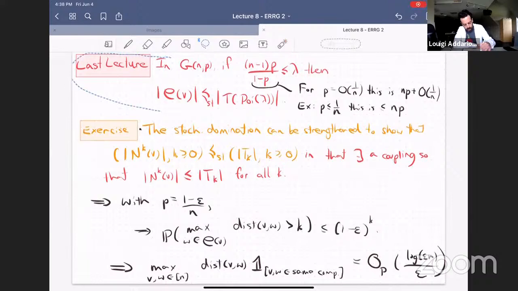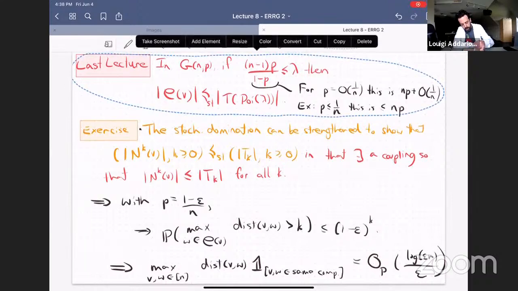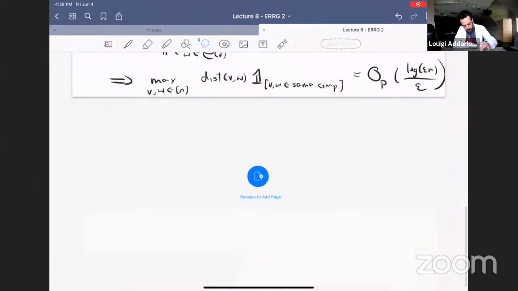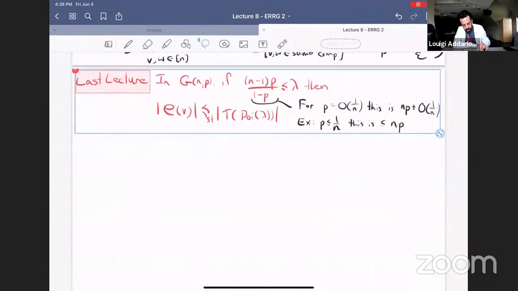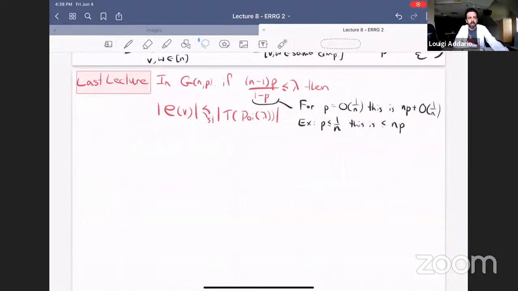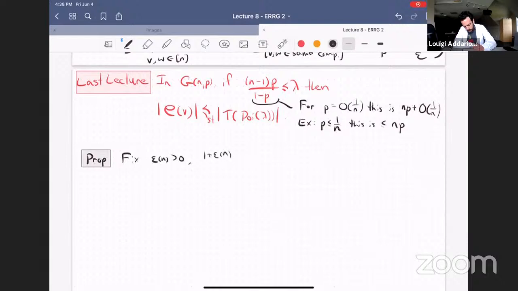This is the fact I want to now use to prove upper bounds on component sizes. So let me bring it down to the next page and continue on from there. The proposition I'd like to prove to you now, I think I stated this at the end of last lecture as well, is this. We fix a sequence epsilon_n positive and we set p_n to be (1+epsilon_n)/n.